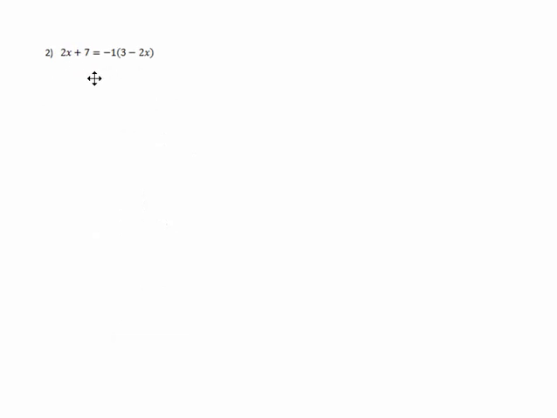2x plus 7 equals negative 1 times the quantity 3 minus 2x. And since I have this negative 1 here with these parentheses, and inside my parentheses, 3 minus 2x, these are not like terms. So to get rid of these parentheses, I'm going to take this negative 1 and distribute it to both terms, that guy and that guy. So negative 1 times 3 is negative 3, and negative 1 times negative 2x is a positive 2x.